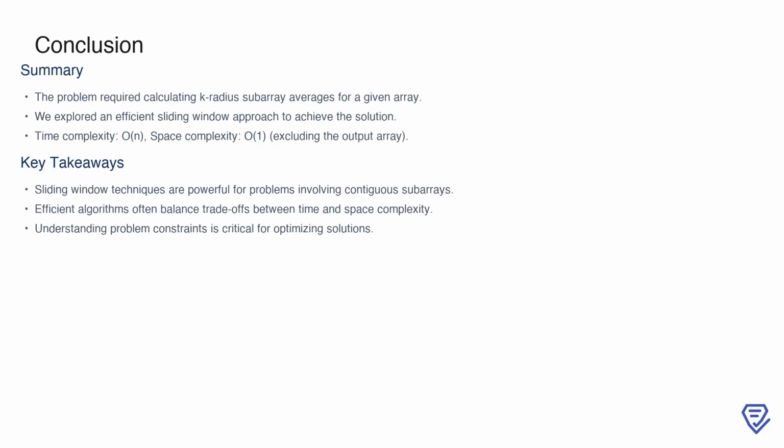Great job! We just wrapped up LeetCode problem number 2090, where we explored an efficient sliding window solution for calculating k-radius subarray averages. Remember, mastering techniques like this can significantly boost your problem-solving skills.